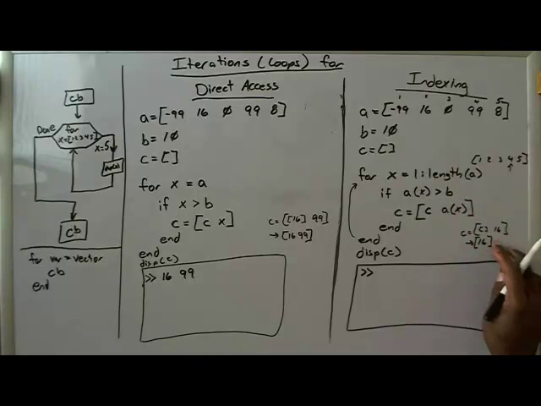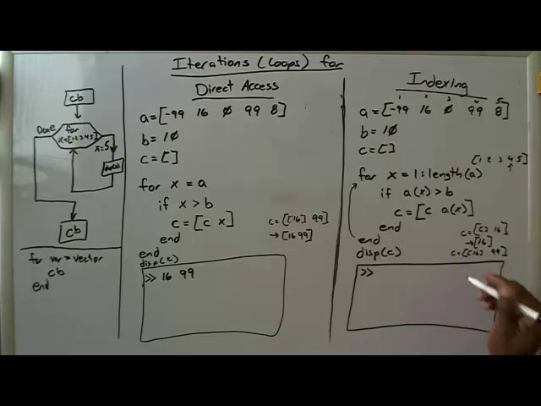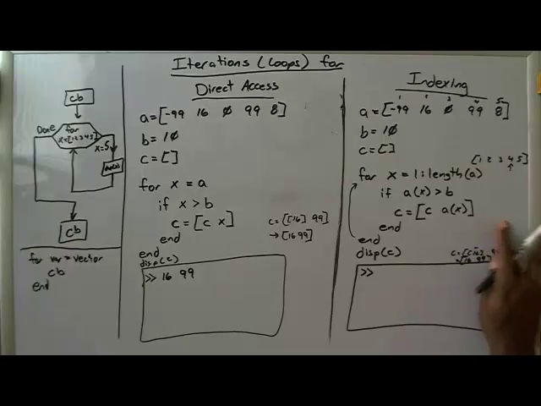So now C equals, keep in mind C was 16. So now you have C equals the concatenation of 16 concatenated with A indexed at 4. A indexed at 4 is 99, so you have 16 concatenated with 99, and once again you have C equal to the vector 16, 99. Okay? So that's what C equals now.